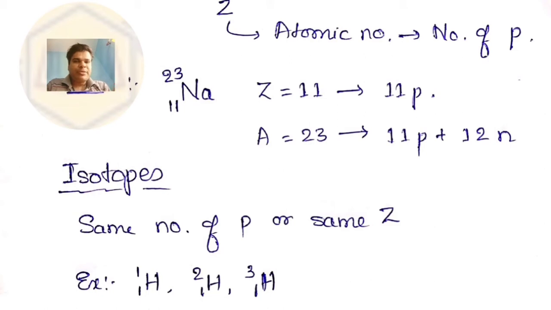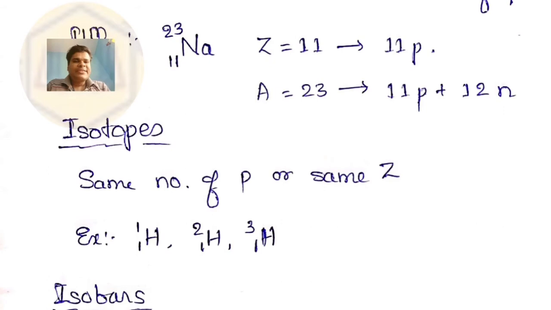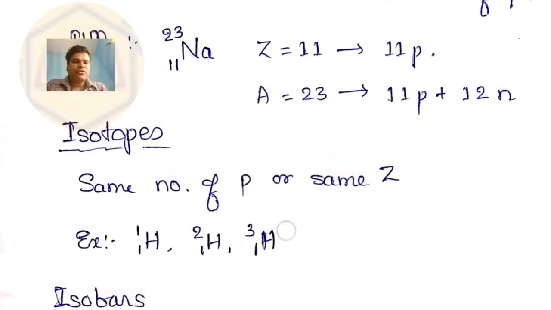Essentially, for isotopes, they should have the same number of protons. Two atoms which have the same number of protons can be called isotopes, right? Or to say it another way, same number of protons means the same Z. Example: we know this is protium, this is deuterium, and this is called tritium. Here in all of them Z is the same, Z is 1. The mass number is different, but that mass number difference doesn't make any difference to us. A very important thing: isotopes must have the same number of protons. So this is a set of examples for isotopes. Similarly, we can have different examples for isotopes.